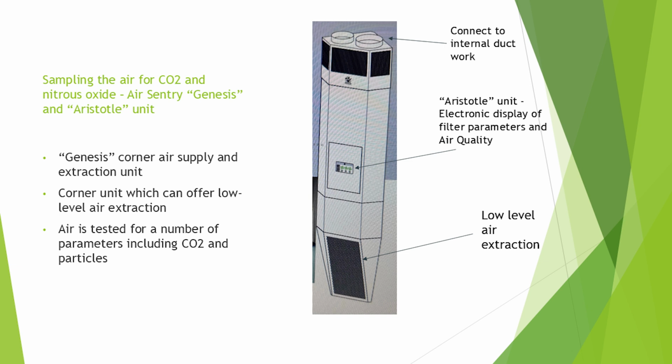Okay. This system, I think, is modelled in that stand, I hope. It's an air sentry system that fits into the corner of a room. It's a retrofit where you need ventilation and you didn't have ventilation before. So at the top there, that's where you can connect it to your internal ductwork. In the middle is what is called the Aristotle unit, which is an electronic readout of some of the air quality parameters. And at the bottom there, you've got your low-level air extract.